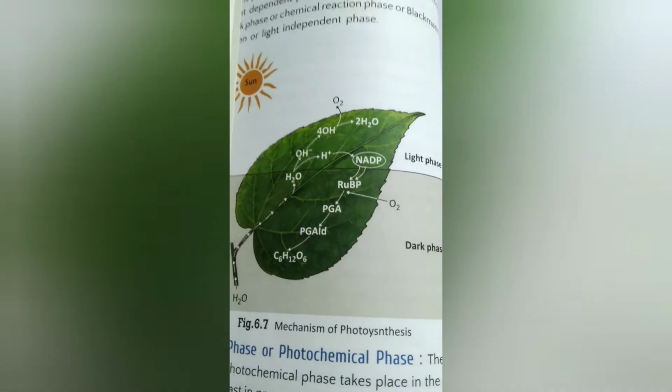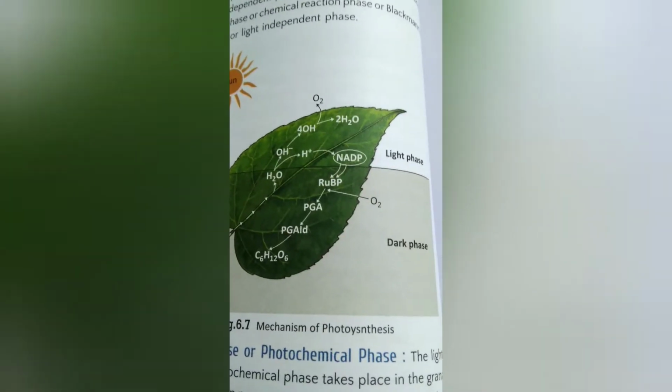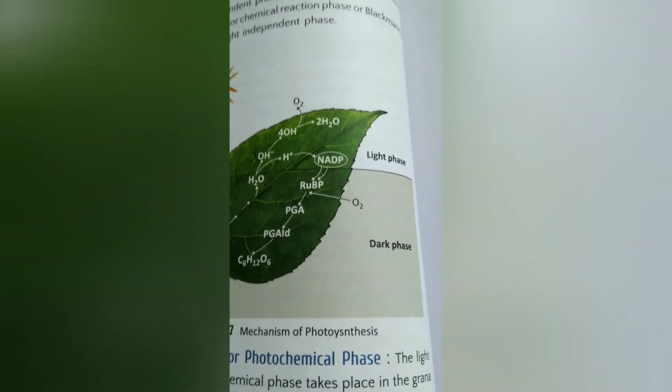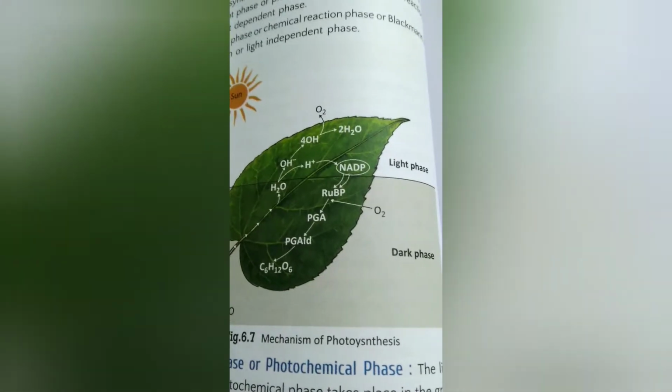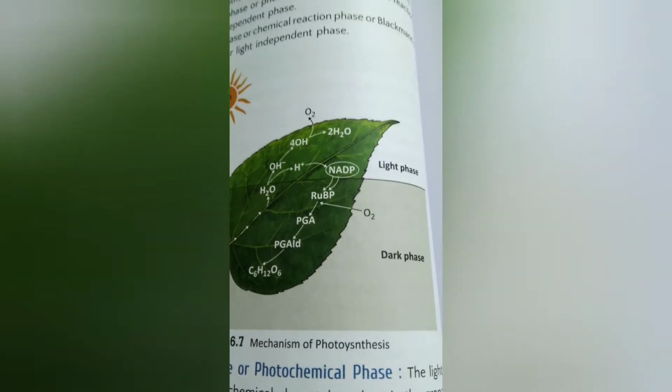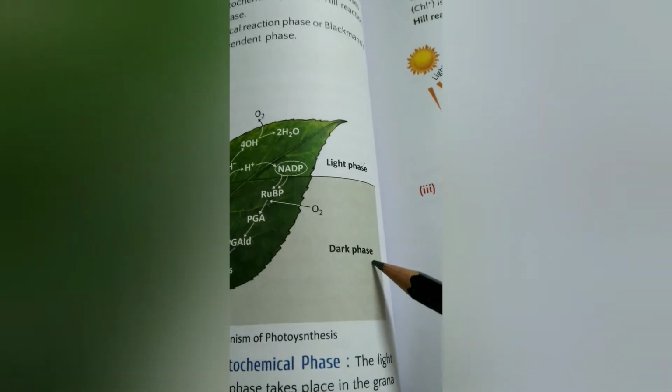Students, today I'll explain to you the mechanism of photosynthesis. The process of photosynthesis is very complex and a number of reactions are involved in it. It consists of two main phases. One is the light phase, that is the light dependent phase. It is also known as light reaction. Another one is the dark phase. It is the light independent phase.